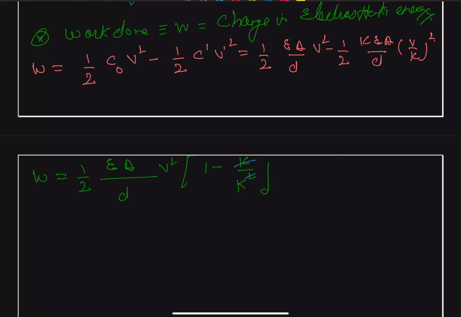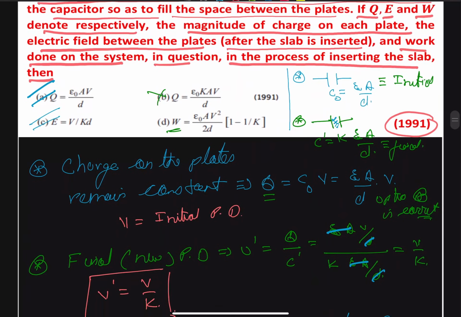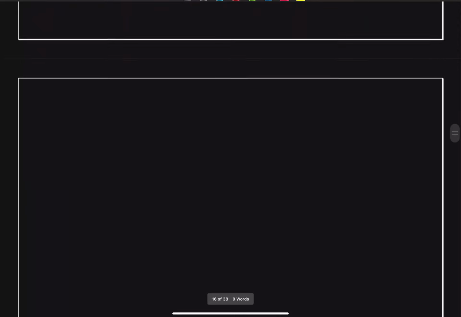So we get our work done W is equal to half epsilon naught A upon d V square times 1 minus 1 upon K. So this is our work done. And option number D is also correct. Option D is correct. Next question.